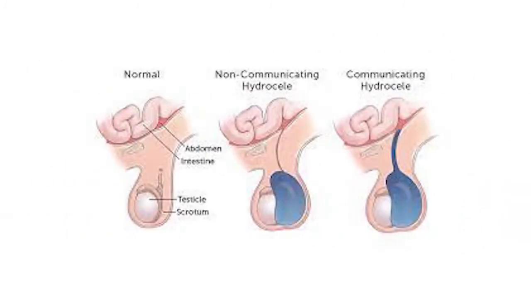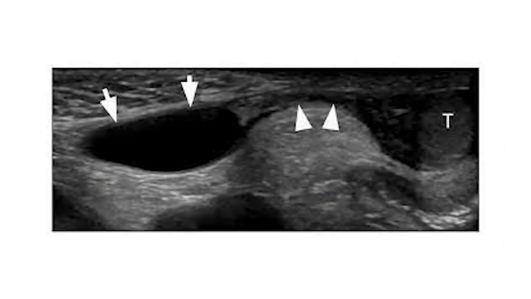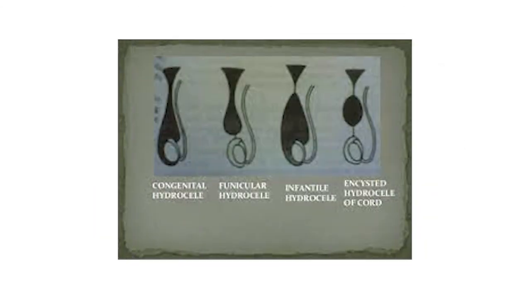Dear students, here is a good picture showing the normal testes and normal scrotum, and the next picture shows the non-communicating hydrocele, that is, there is a complete cyst, a complete sac of the tunica vaginalis, in which the fluid is collected. The third one shows the communicating hydrocele with the peritoneal cavity. That's why the size of the hydrocele cyst is sometimes more and sometimes less. Now this is a clear ultrasonic picture of the encysted hydrocele of the cord. This picture shows the differentiation between the congenital hydrocele, the funicular hydrocele, the infantile hydrocele, and the encysted hydrocele of the cord. Four types of hydrocele are seen in the same picture.